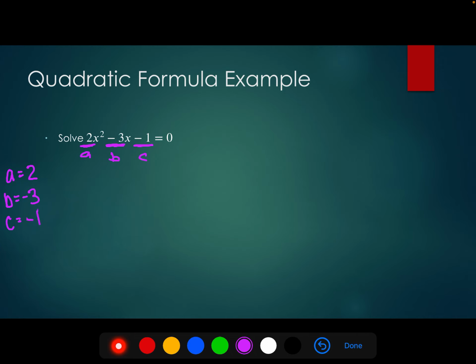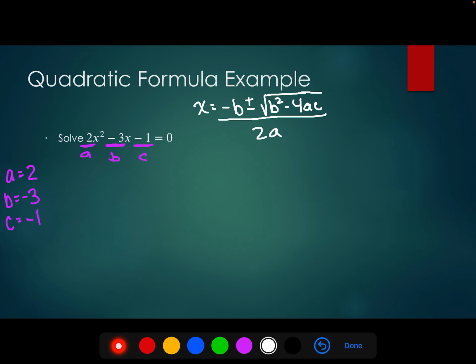Now we have those a, b, and c values. We just plug them in to our quadratic formula. Remember, that quadratic formula is x is equal to -b plus or minus the square root of b squared minus 4ac over 2a. So now we just plug our values in.